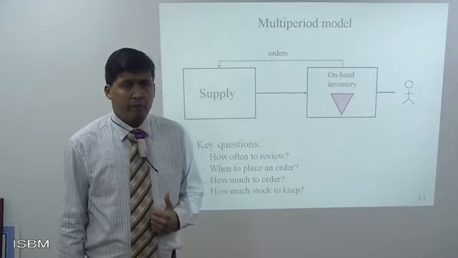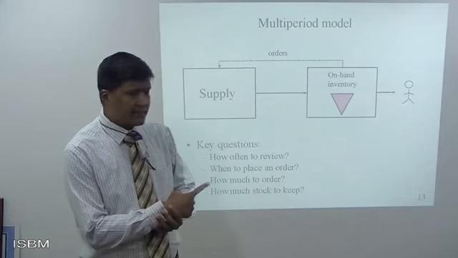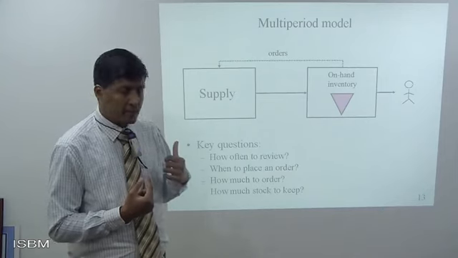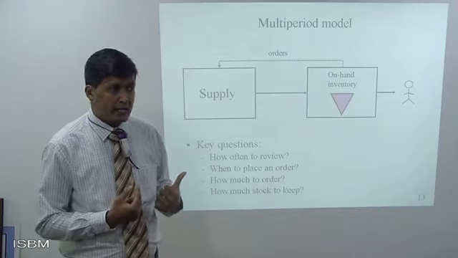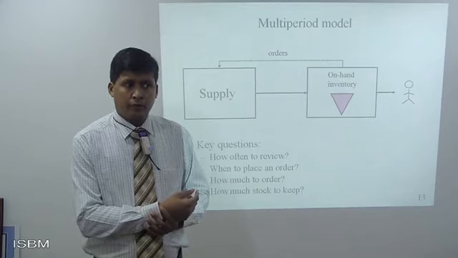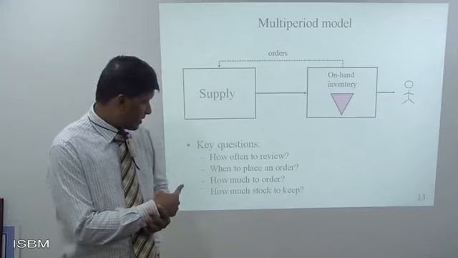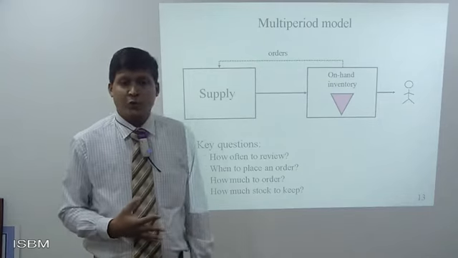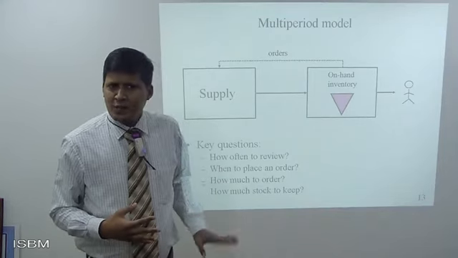So when we speak of a multi-period model, what does it mean? It means that on one hand there is an inventory, and on the other hand we have a supply as well. And the key questions in a multi-period model are: one, how often to review; two, when to place an order; how much to order; and how much stock to keep. So whatever kind of industry you're in, these are key questions.